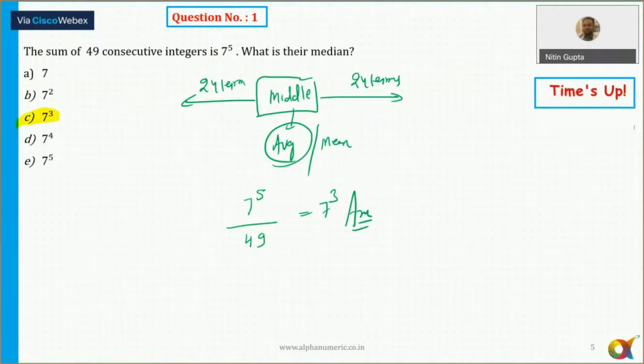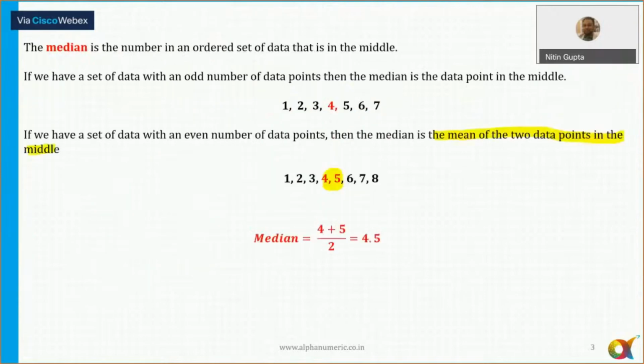Rudra has asked a question: in the case of median, is there a specific way to arrange the data to arrive at the conclusion, or do we calculate the median in the way the data is given? Whenever we need to find the median, it is usually arranged in ascending order. The median is the middle number in an ordered set of data. So we need to arrange them in ascending order and then find the median.